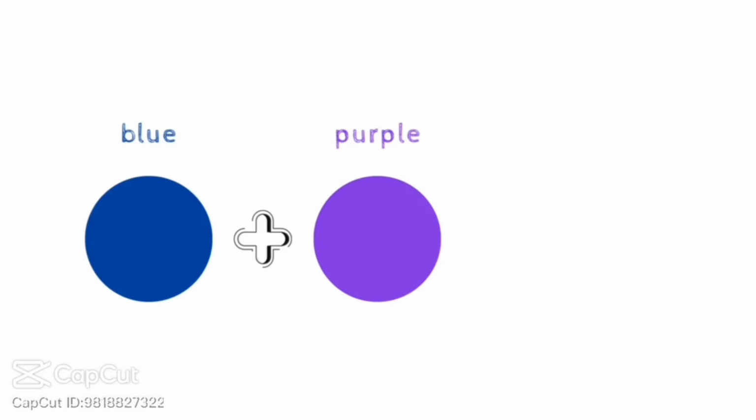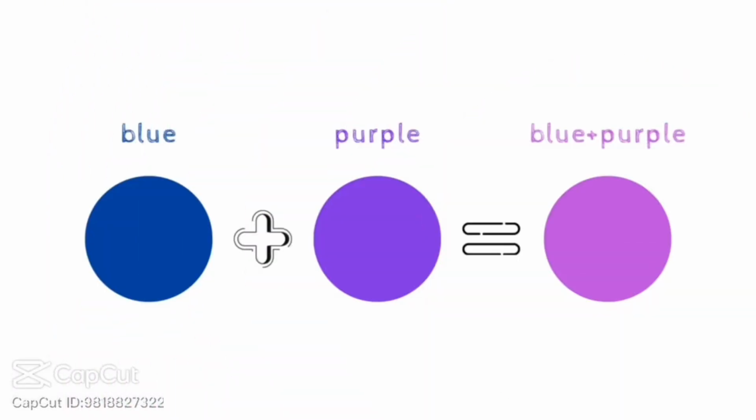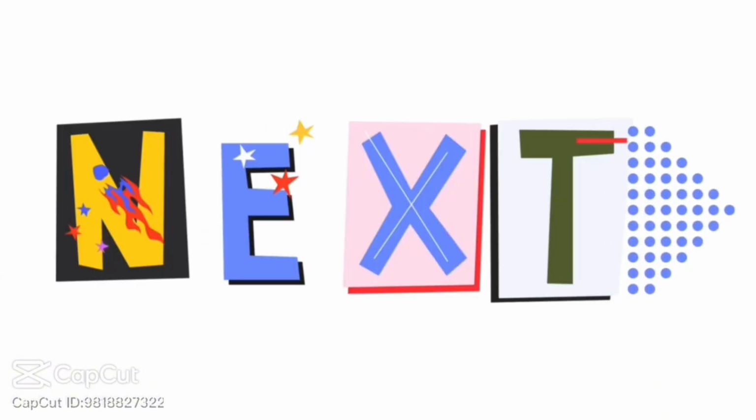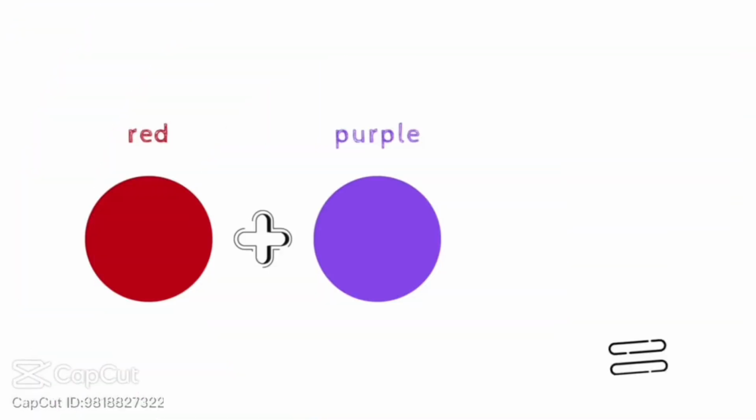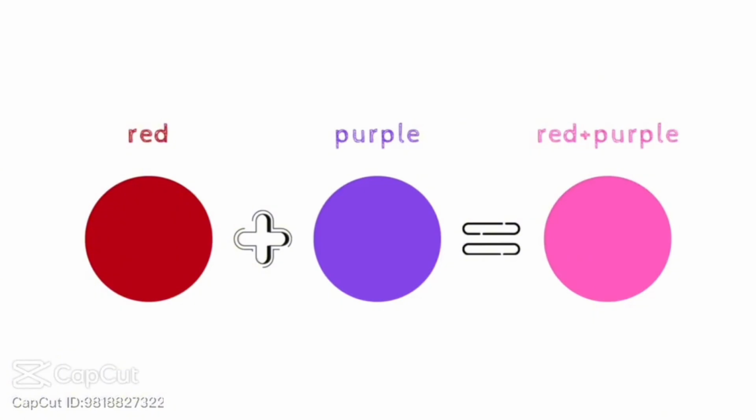Blue, which is a primary color, mixed with purple, which is a secondary color, gives us violet color. Let's go to the next colors. Red, which is a primary color, mixed with purple, which is a secondary color, gives us magenta color. Let's go to the next colors.